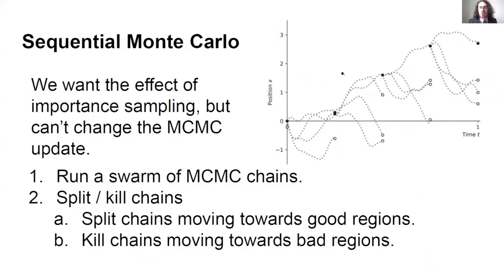There, rather than explicitly changing the Markov chain or explicitly enforcing a bias, you run swarms according to whatever sampler you have, but then you split and kill the chains to move your chains towards good regions that you are estimating.